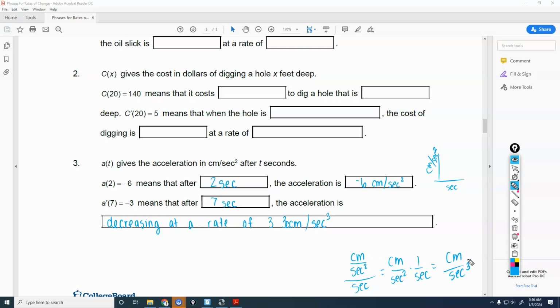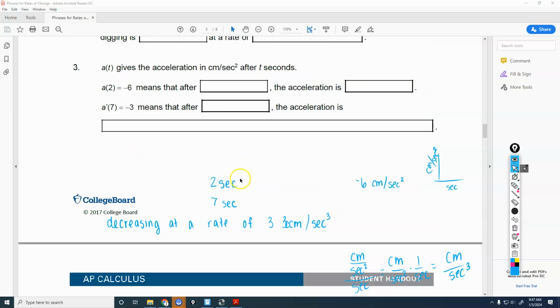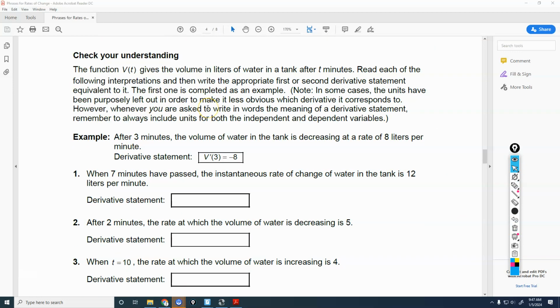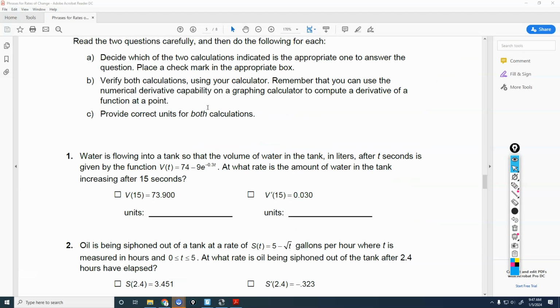How about you guys do the next 2 pages for me, which it's not really numbered well for me to tell you. So do 1 and 2 if you haven't done them on this page, and then do this whole page right here and this whole page.